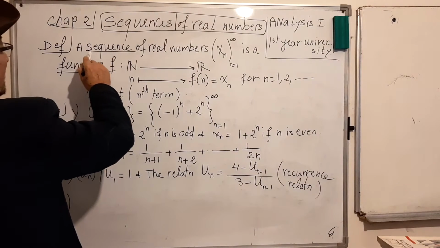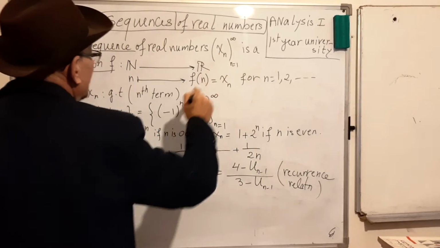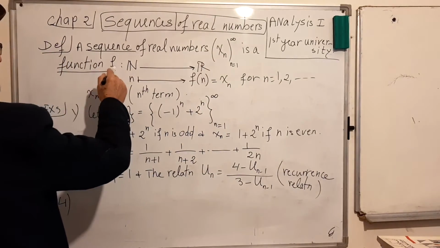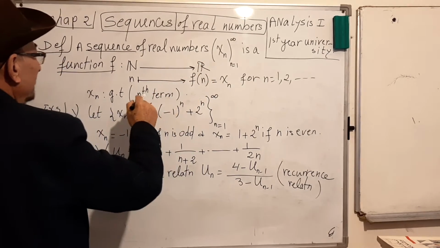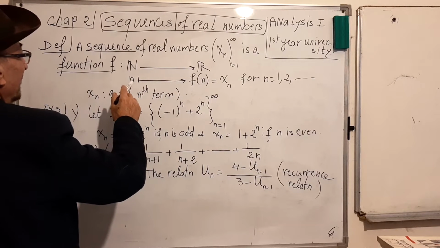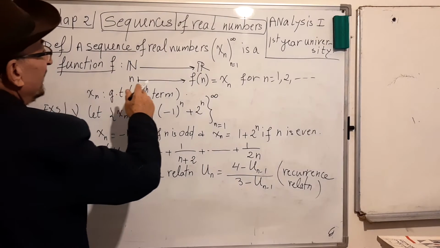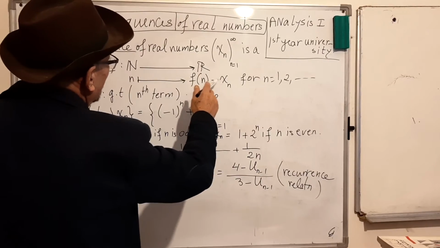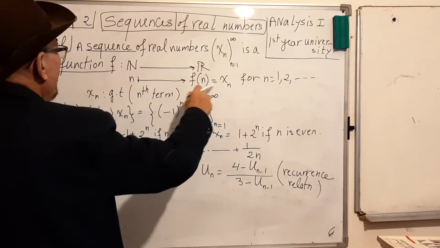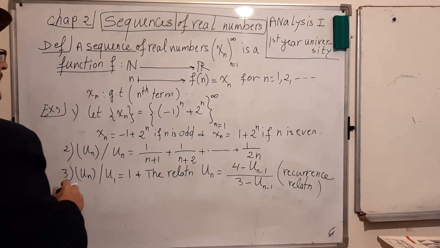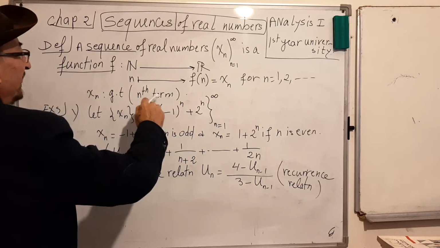Definition of a sequence. A sequence of real numbers noted by xn from n equal 1 to infinity is a function f from N, or a subset of N, into R, the real numbers. f associates for every natural n, f of n, the image, equal a real number xn for n equal 1, 2, etc. xn is the general term or nth term.